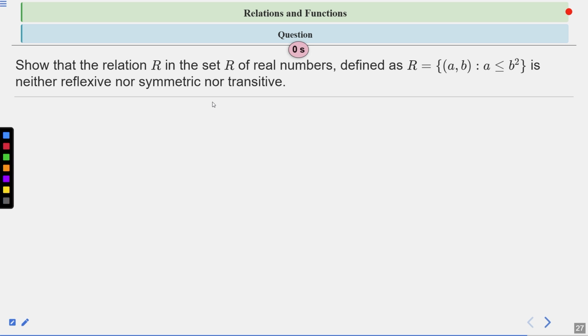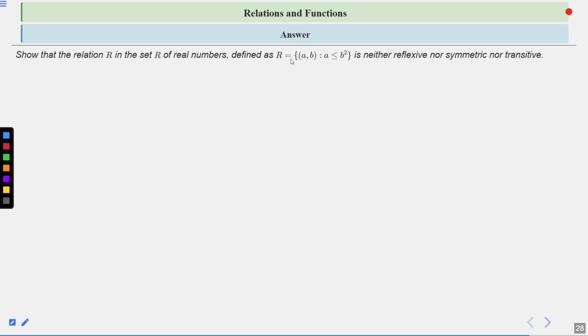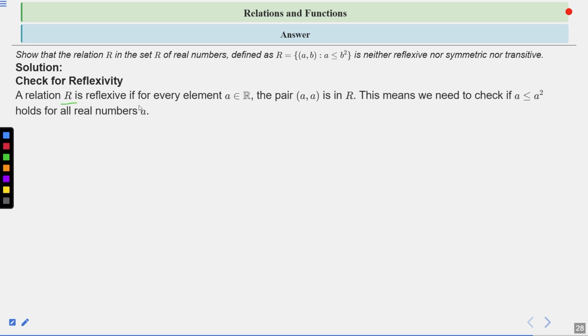The time is up. So we just need to show that the given R is neither reflexive, nor symmetric, nor transitive. Solution. Check for reflexivity. A relation R is reflexive if for any element a from the set of reals, the pair (a, a) also belongs to the relation R. This means that we need to check the condition a is less than or equal to a squared for all a belonging to the real numbers.